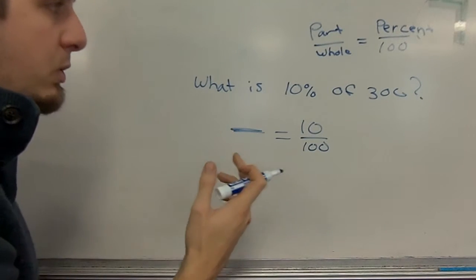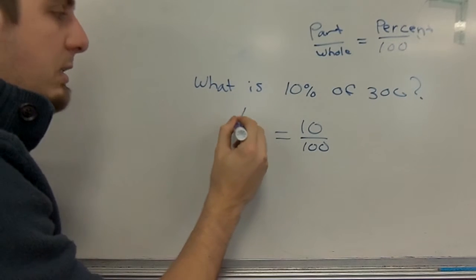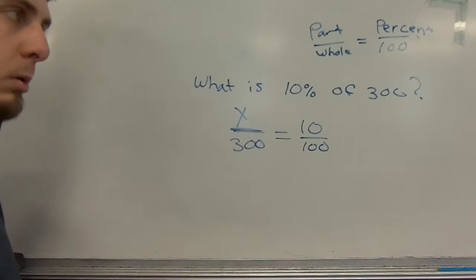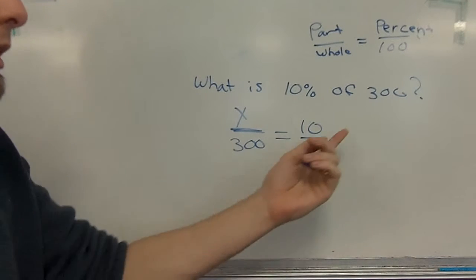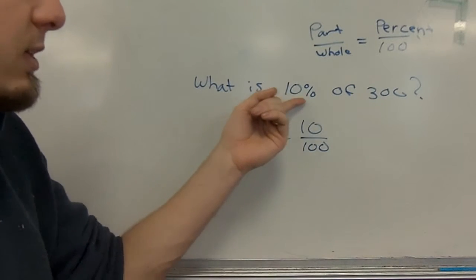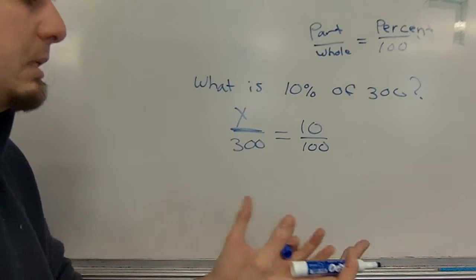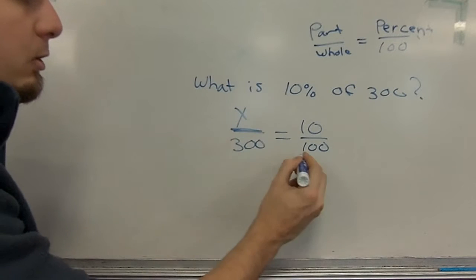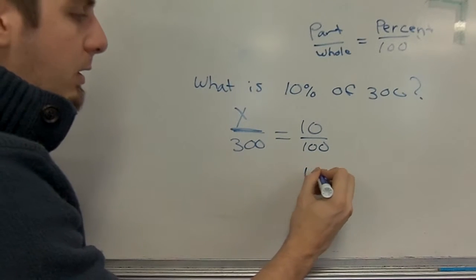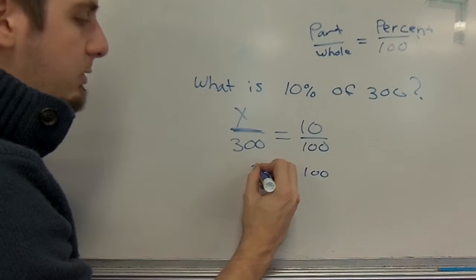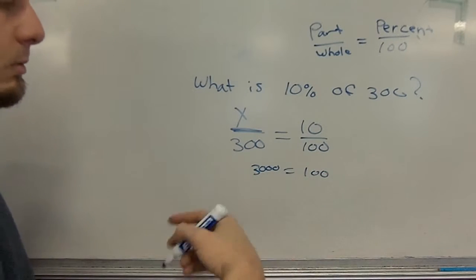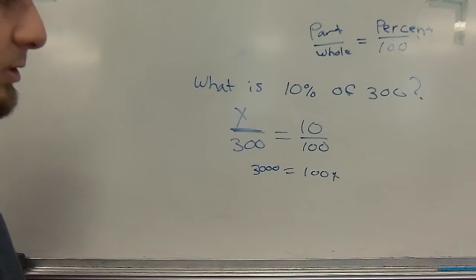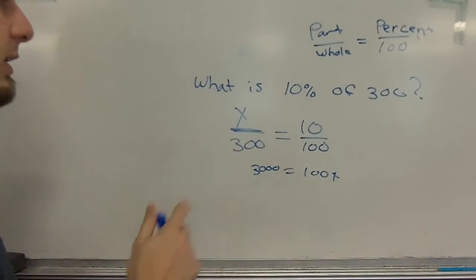If you want to find a percentage of 300, that means you're missing this. The 300 is your whole, because we're trying to find a piece of the whole, or a percentage of the whole, which is 300. We're trying to find 10% of 300. So this is how you'd set it up. You'd cross multiply and get 100x equals 3,000. Then you would divide both sides, solve that one-step equation, and find x.